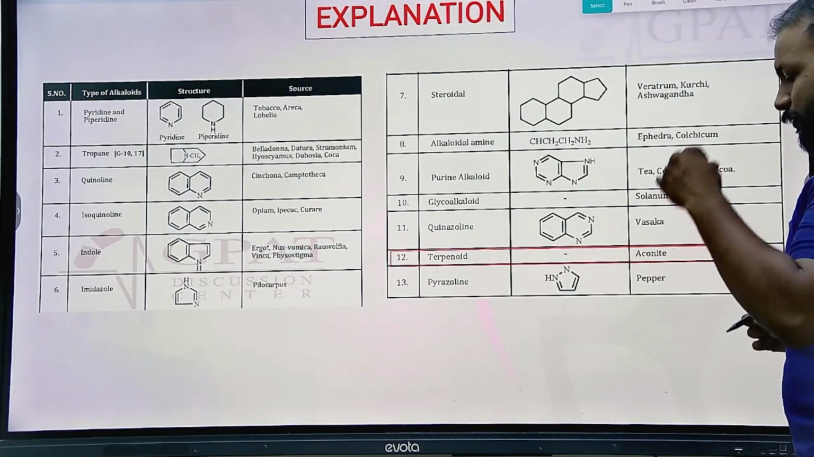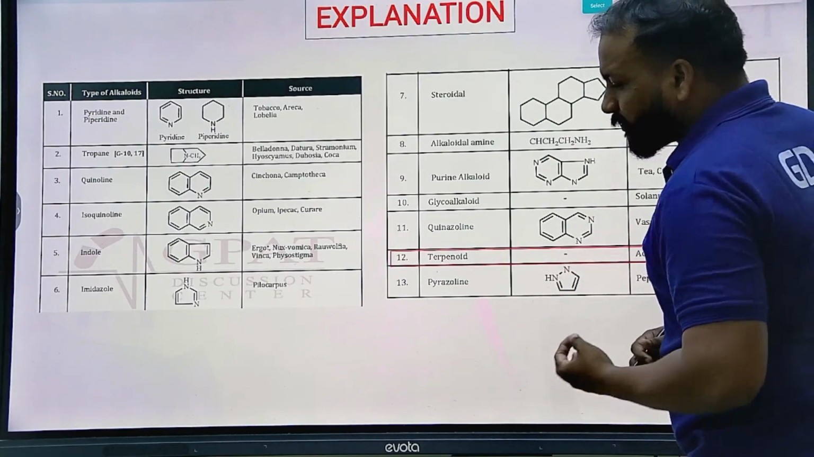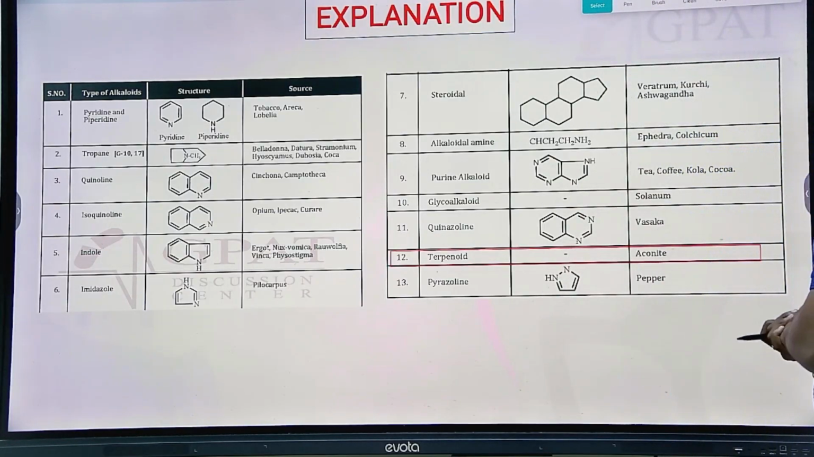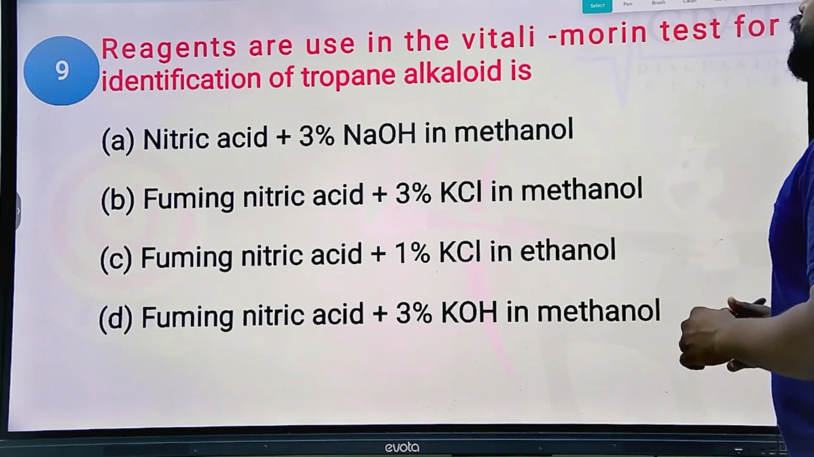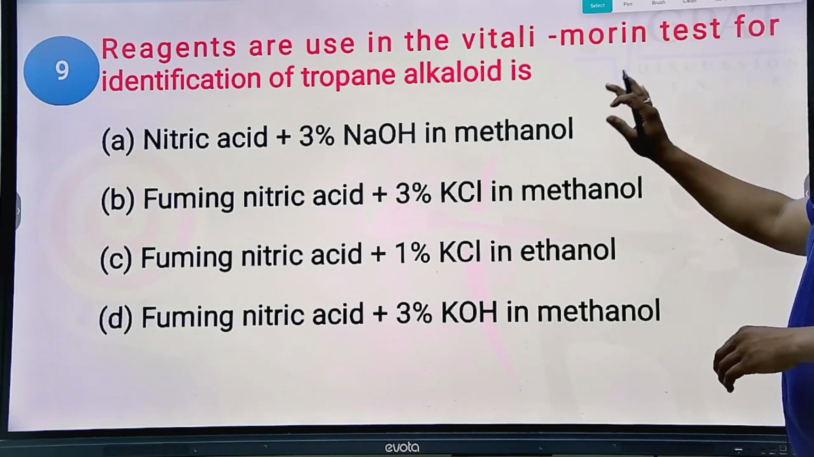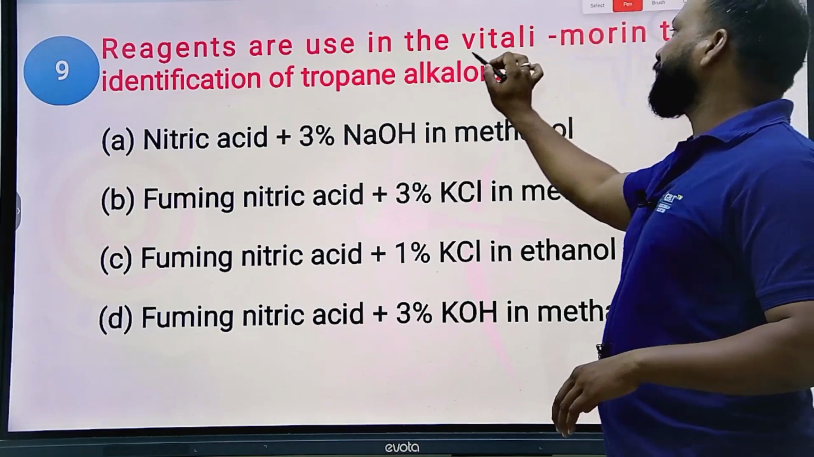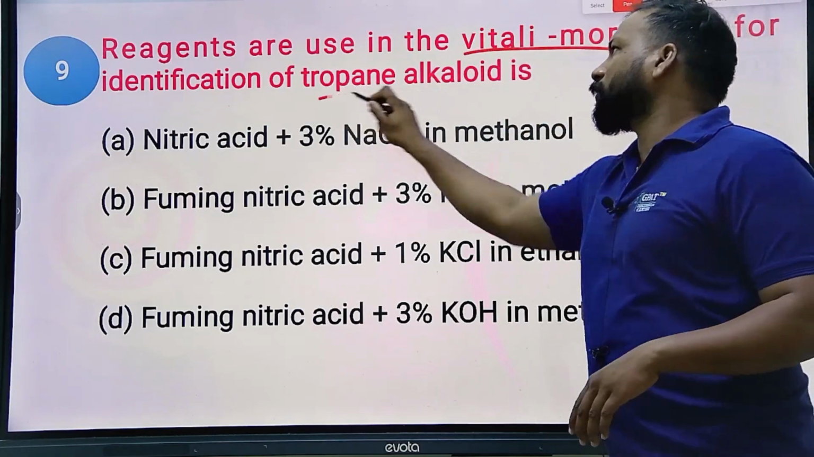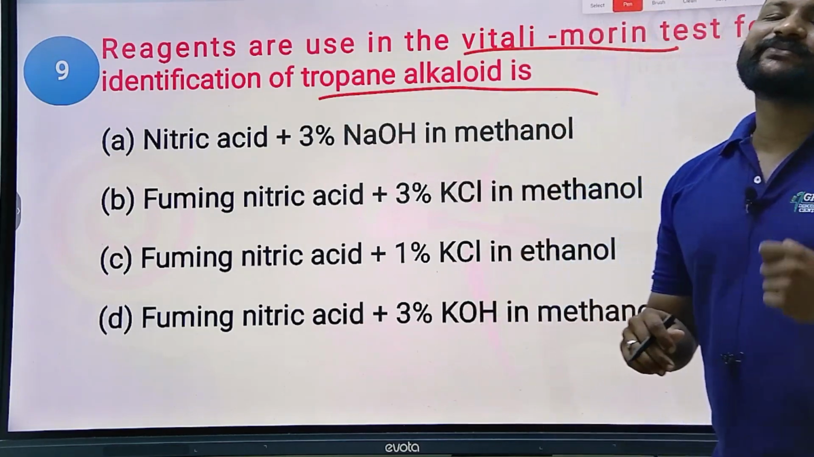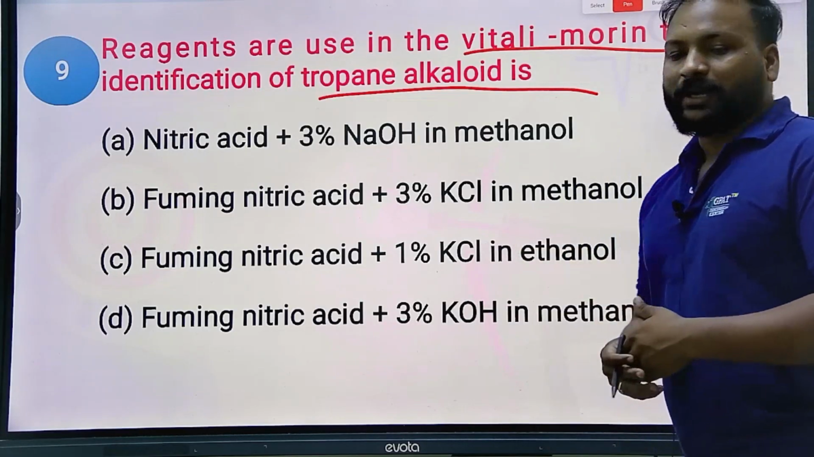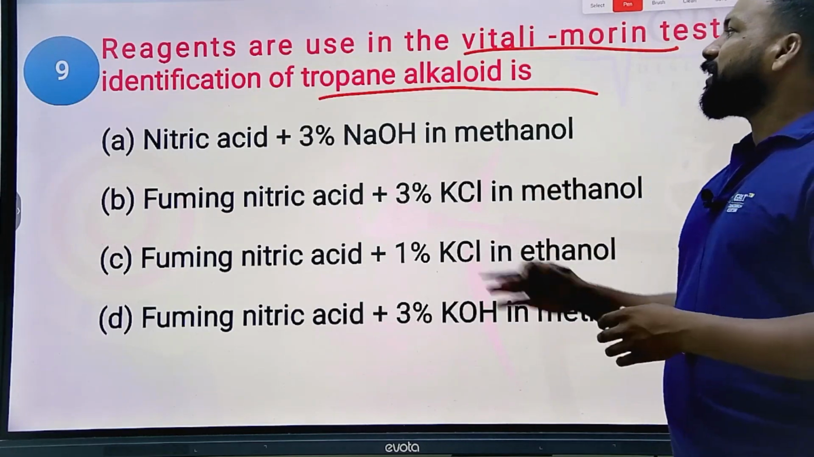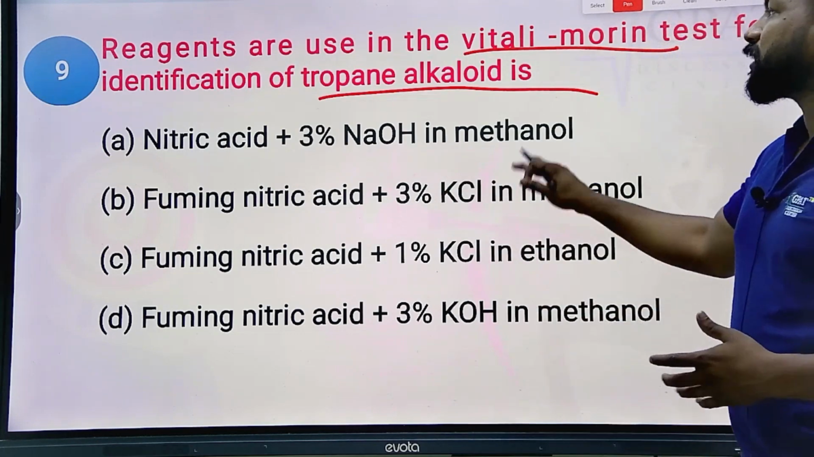That's the reason. So from the alkaloids, we can expect the most number of questions from the examples. Next, which reagents are used in the Vitali-Morin test for the identification of tropane alkaloids? I told you already, the Vitali-Morin test is for the tropane alkaloids. Do remember some specific identification tests for remembrance of some elements. So, what is the composition of the reagents used?